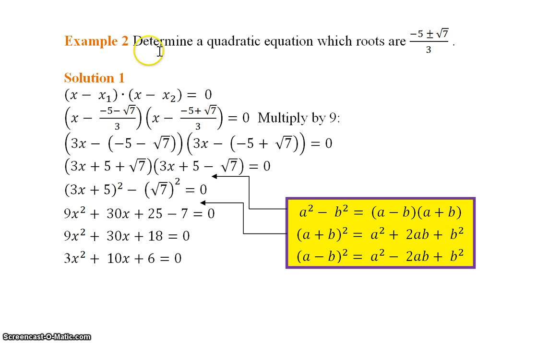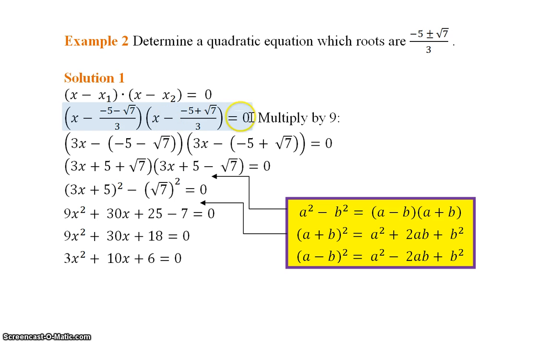Example 2. Determine a quadratic equation which roots are (-5 plus square root of 7)/3. We will consider two approaches to this problem, two solutions of this problem. Solution 1. If a quadratic equation has two roots, x1 and x2, it can be written in factored form the following way. X minus x1 times x minus x2 equals 0. Substitute the given roots into this equation.